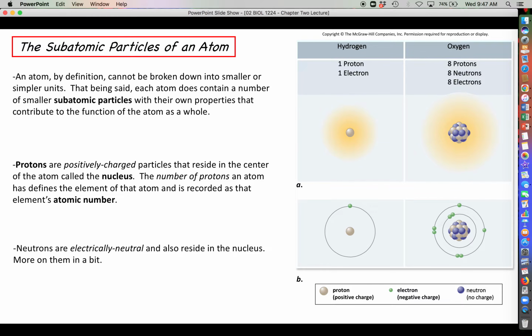The next type of subatomic particle is the neutron. Given the name, it is electrically neutral, so it does not have an electrical charge, but it also resides in the nucleus with the proton. If you look over here at oxygen's nucleus, you can see the nucleus is made up of a big cluster of both protons and neutrons. The nucleus for this oxygen atom contains a total of 16 subatomic particles, 8 protons and 8 neutrons.